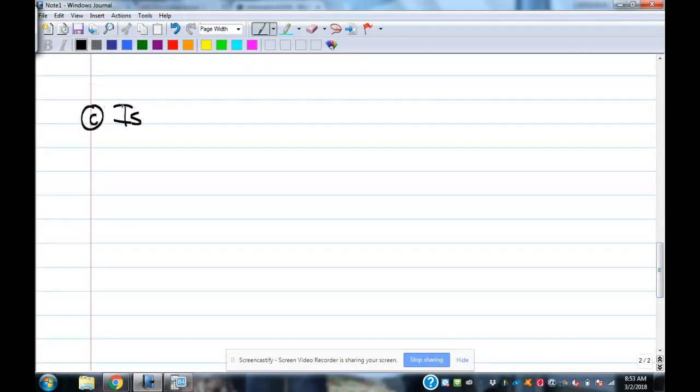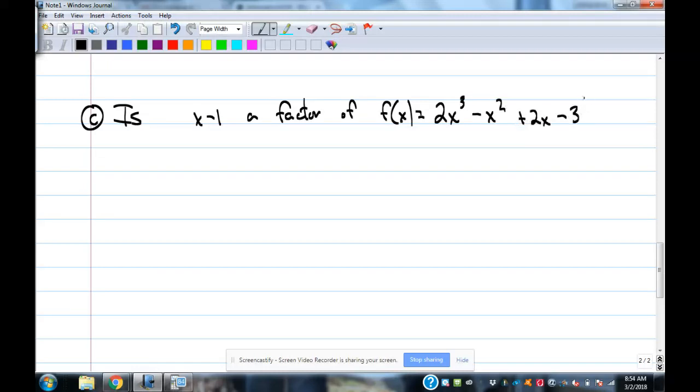Is x minus 1 a factor of f of x equals 2x cubed minus x squared plus 2x minus 3? We want to know, is this a factor of that bigger polynomial? So x minus 1, is it a factor of 2x cubed minus x squared plus 2x minus 3? And the way that we would decide that is we would do synthetic division.